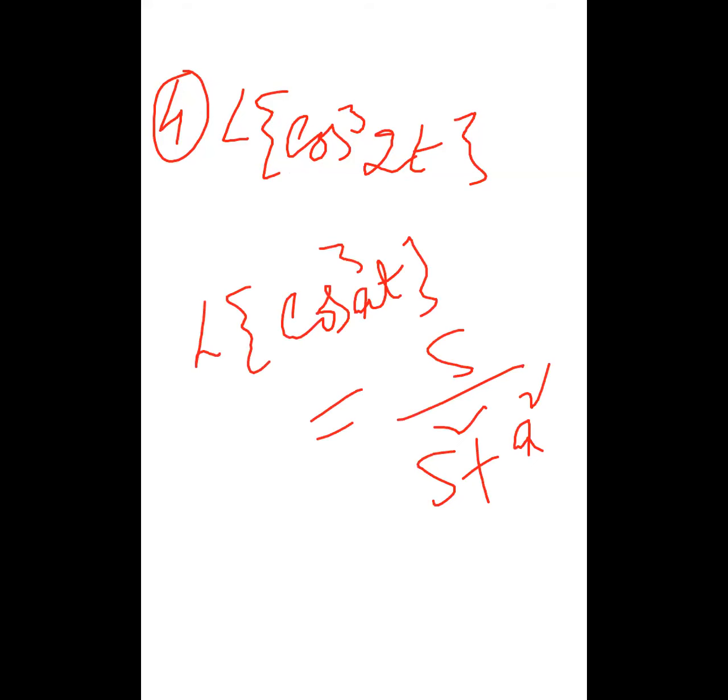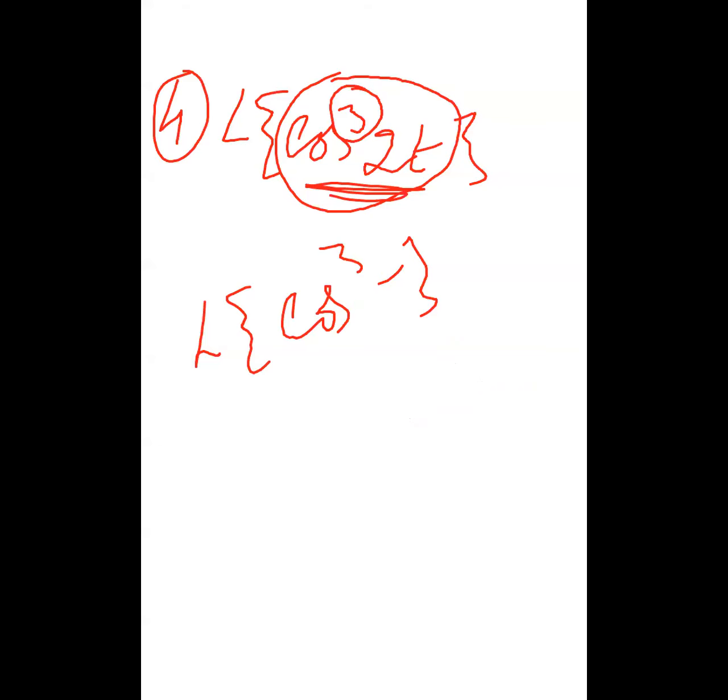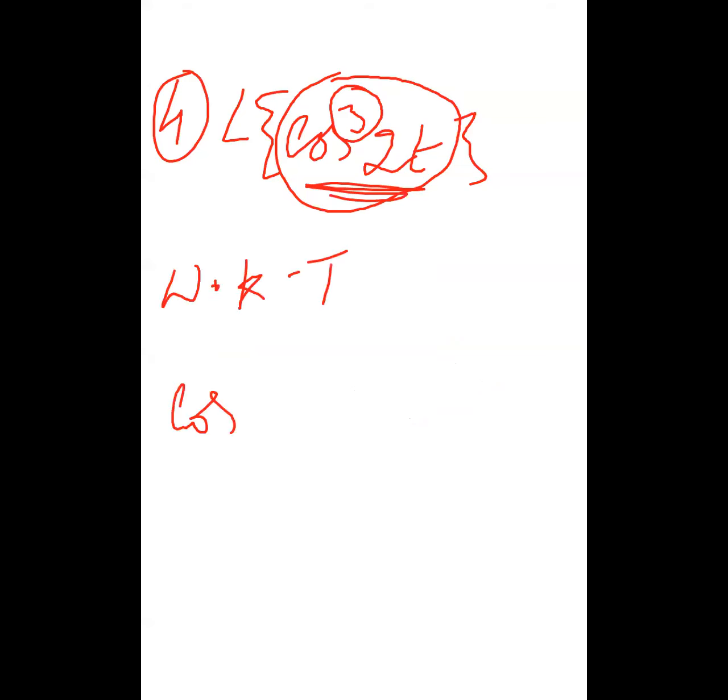So using trigonometric formulas, first we convert cos cube 2t, a third order trigonometric function, into first order trigonometric functions using the basic trigonometric formulas. So what is the basic trigonometric formula? We know that cos 3a equals 4 cos cube a minus 3 cos a.